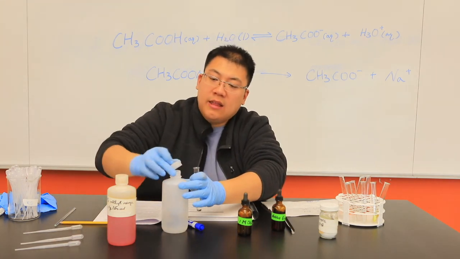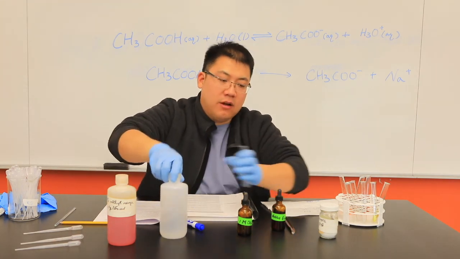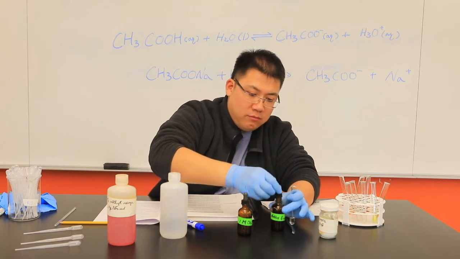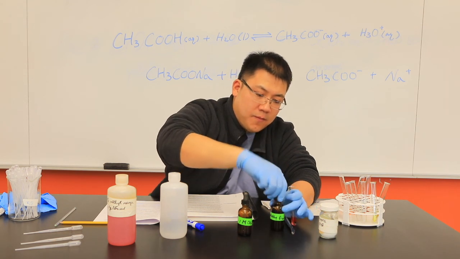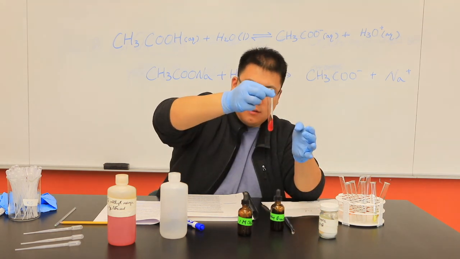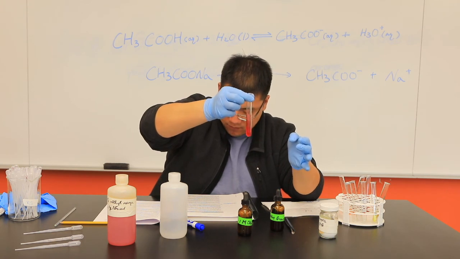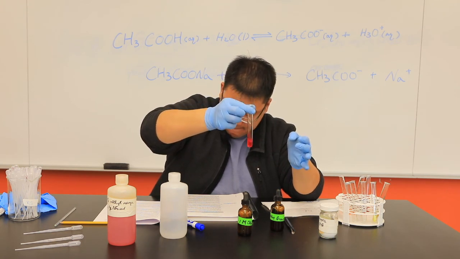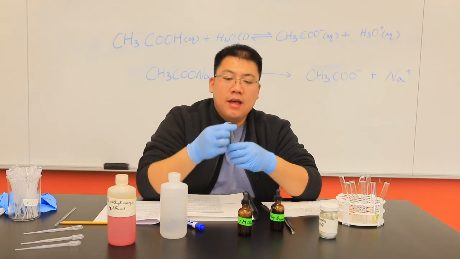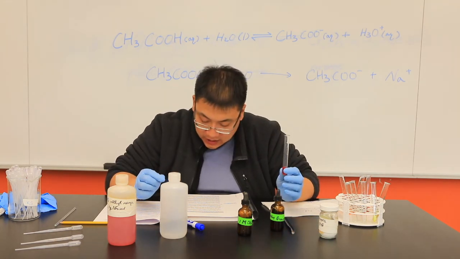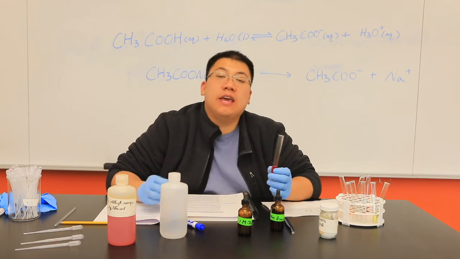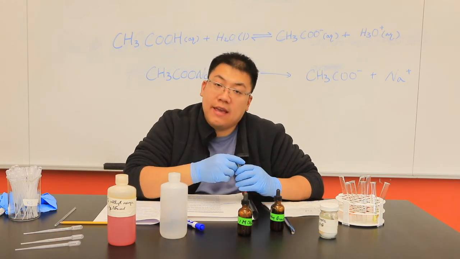Again, I'm going to add in the indicator, methyl orange. 3 drops. Mix it. Okay. This time, instead of adding the sodium acetate, I'm going to add sodium hydroxide. Again, sodium hydroxide is a base.